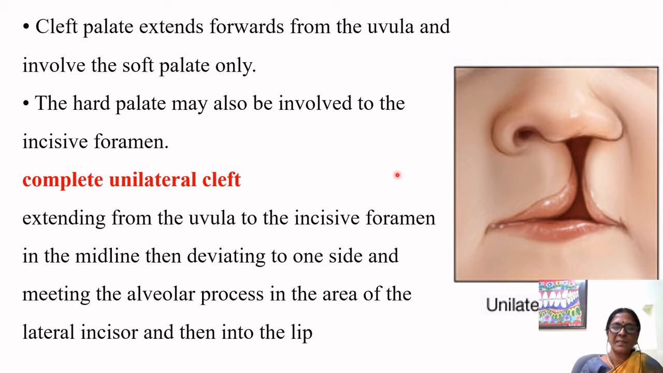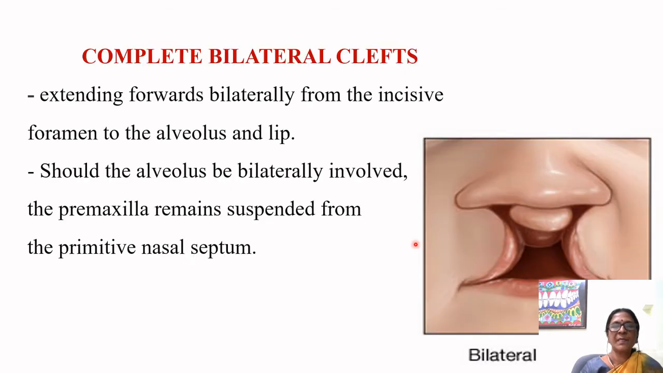A complete unilateral cleft extending from the uvula to the incisive foramen in the midline and then deviating onto one side and meeting the alveolar process in the area of the lateral incisor and then onto the lip. A complete bilateral cleft extending forwards bilaterally from the incisive foramen to the alveolus and lip. Should the alveolus be bilaterally involved, the premaxilla remains suspended from the primitive nasal septum.